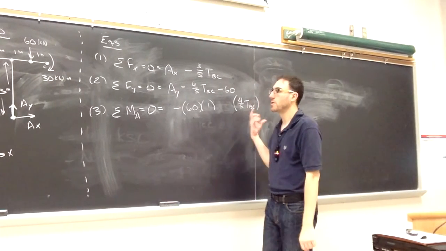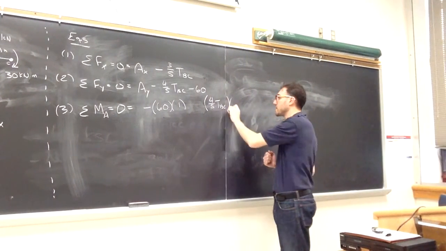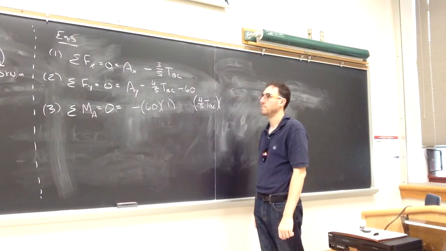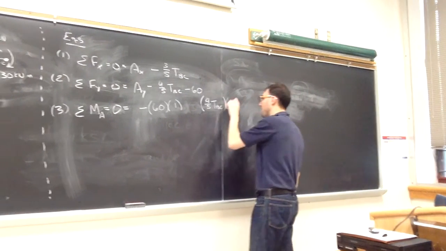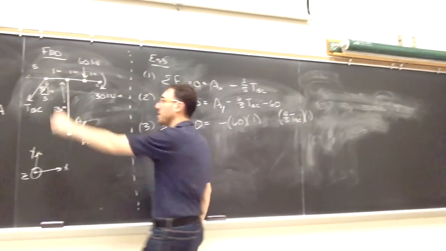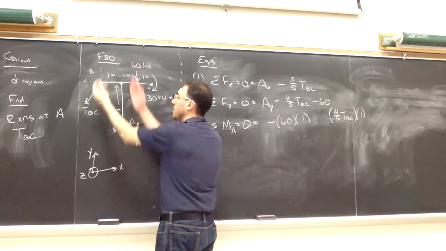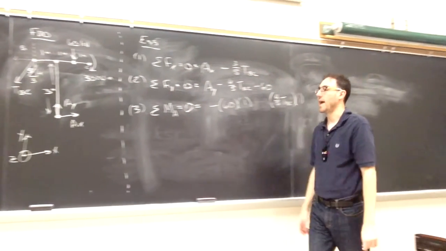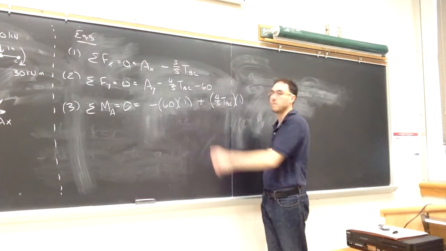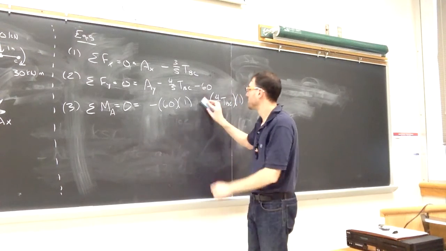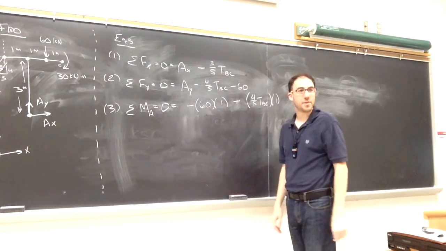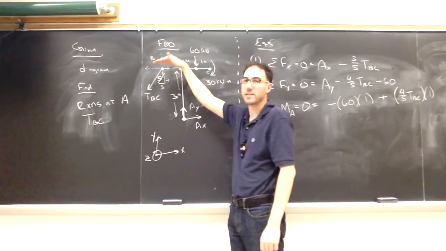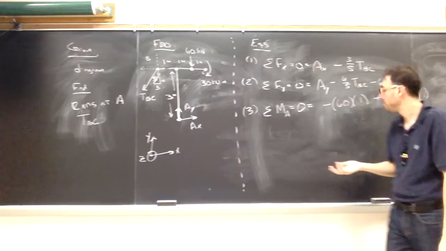If I'm talking about the vertical component of TBC, what is its distance from point A? Right? For the vertical component, it's 1. Then that would be my distance. And is that positive or negative around A? I also have the horizontal component around A that has a line of action that does not pass through A, so I need to include it.